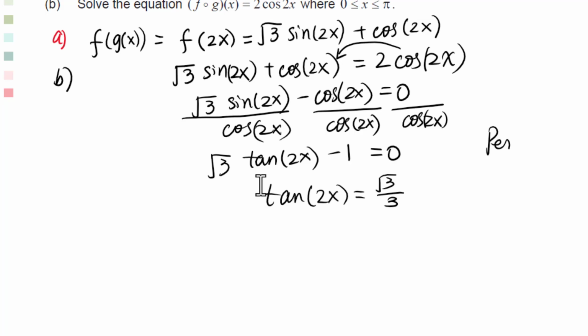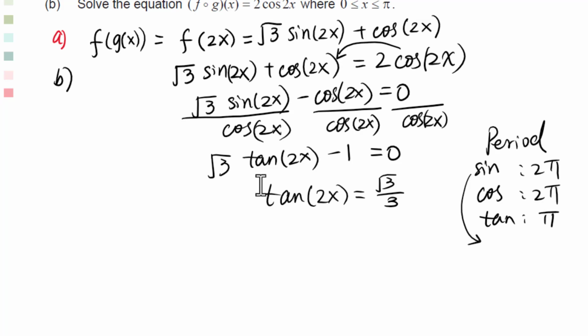For the period of sine, 2 pi; cosine, 2 pi; tangent function is pi. For the reciprocal of a sine function, cosecant, 2 pi. Reciprocal of a cosine function, secant, 2 pi. The reciprocal of a tangent, cotangent, pi.